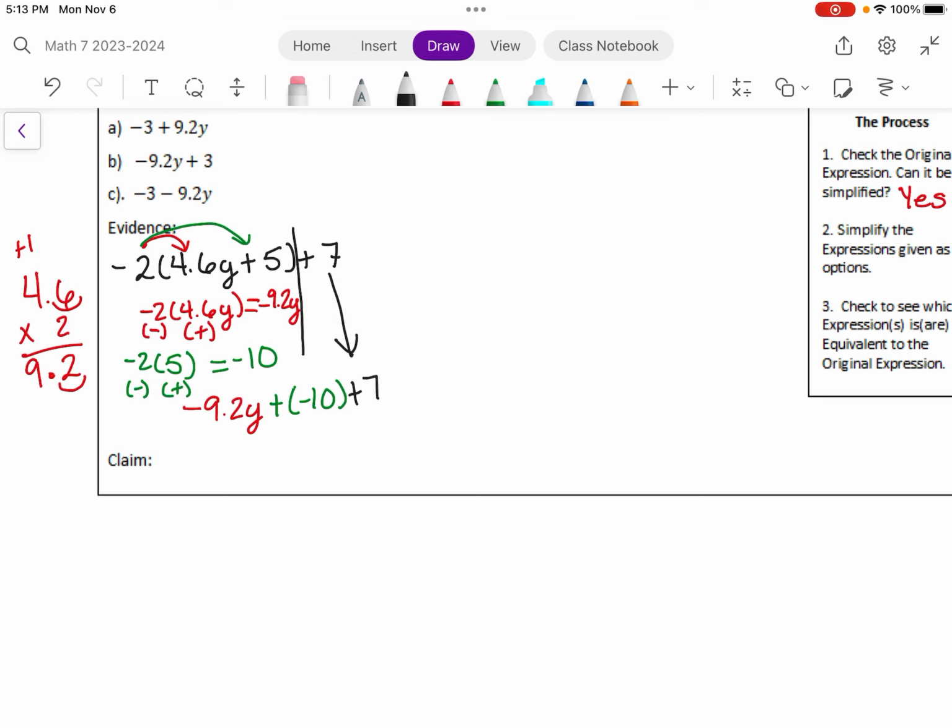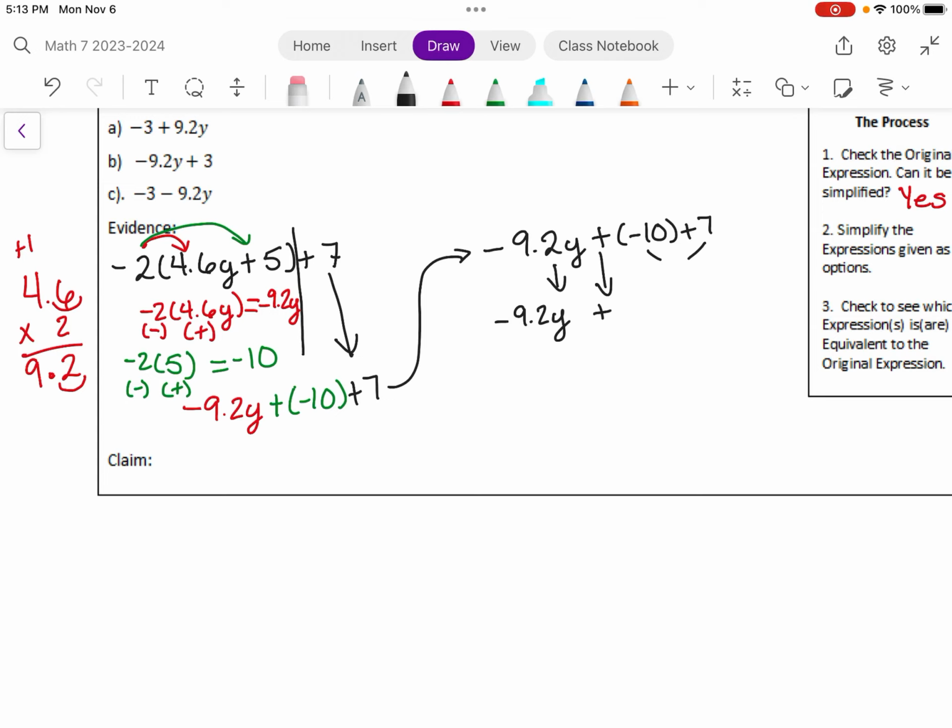Now here, I see that I can combine my like terms. So let me rewrite this back up here. So negative 9.2y plus negative 10 plus 7. Okay, I can combine those two. So I'm going to bring down this negative 9.2y. Bring down that plus. Okay, now I have to see negative 10 plus 7.